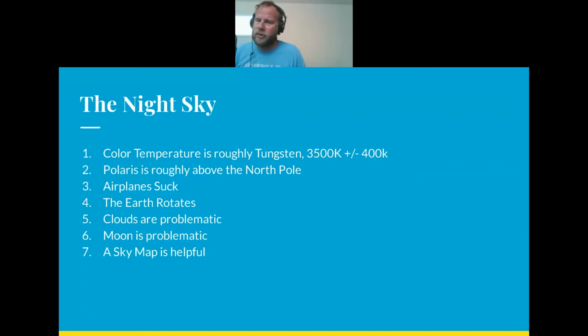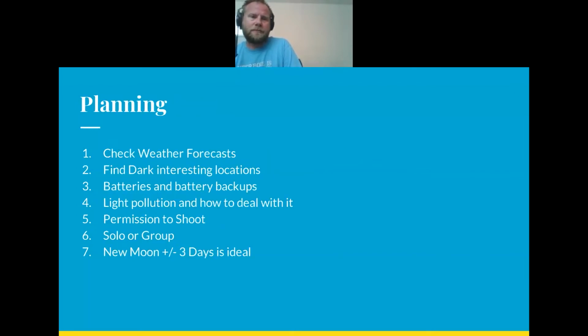The moon, right? We don't want the moon out, but also a sky map for knowing where the Milky Way is going to be rising and setting, especially as you plan for compositions. You want to make sure that you know which direction everything is going to be moving, where the sun's going to be setting, where the moon's going to be rising, where the Milky Way is coming up. So sky map, PhotoPills, there's a bunch of them out there. Google has a sky map. Any of those things are useful. It just depends on what you want to spend. PhotoPills is like 10 bucks or something like that.